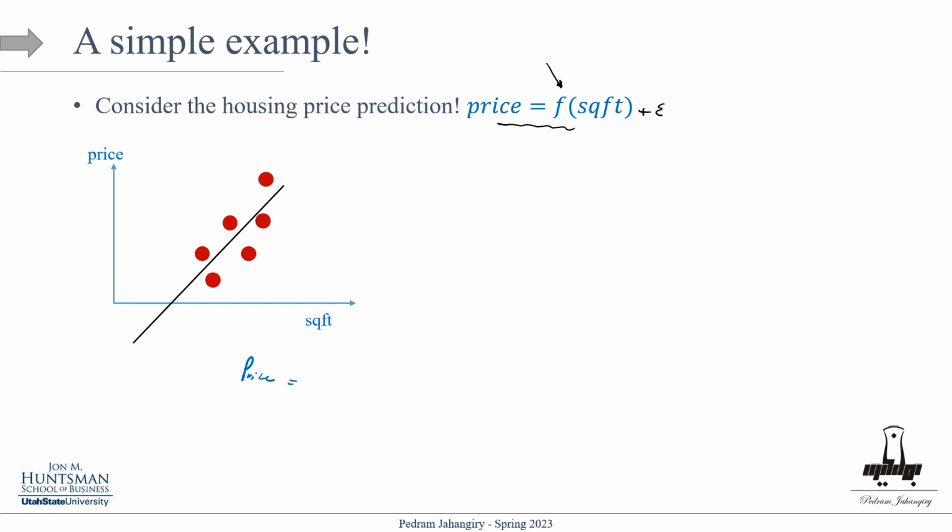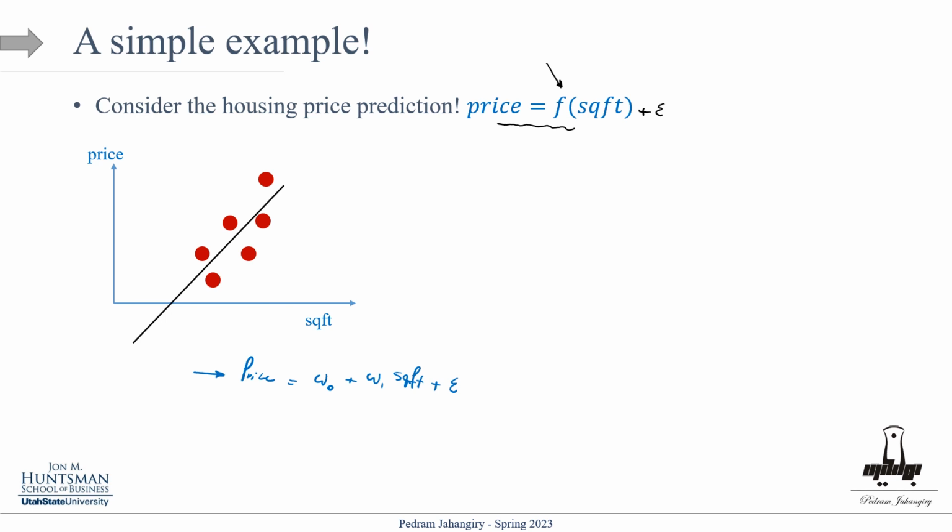The price is going to be some weights or some intercept or some bias term, whatever you want to call it, plus some weight multiplied by square feet. And of course, we're going to add some noise. So this is the model. Imagine we're saying, let's work with a parametric model, linear regression form, and something like that.